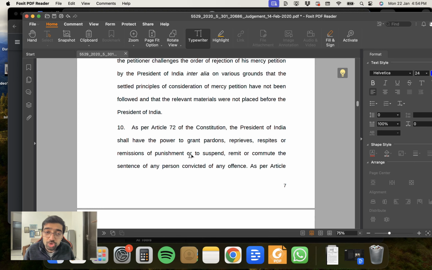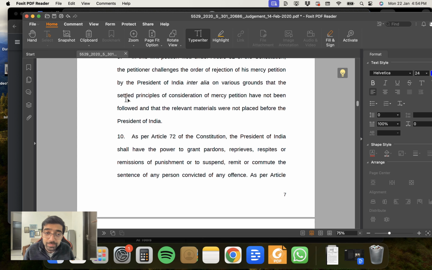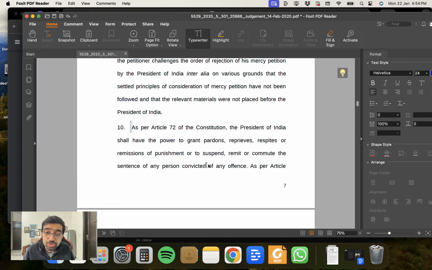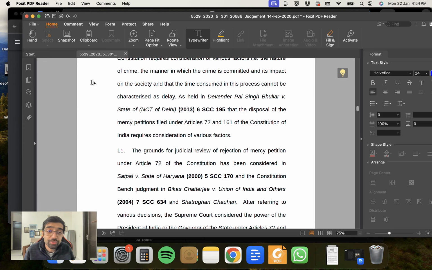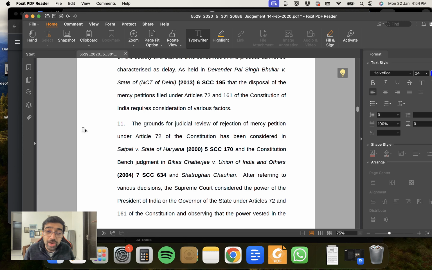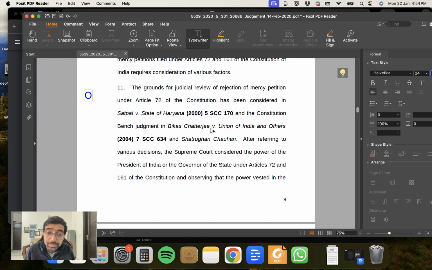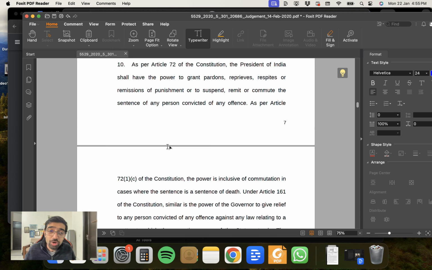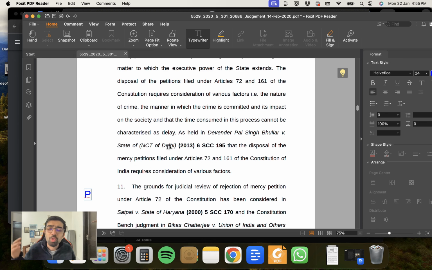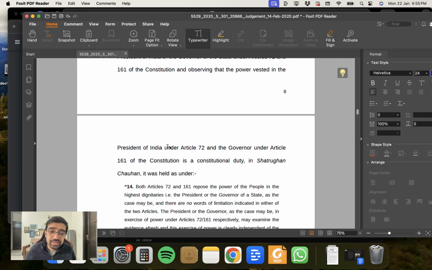Petitioner challenges so and so. Now here you can see what is happening. As per article so and so of the constitution, the president has the power. Now the court is opining something on the grounds for judicial review. So now I am going to write O and P here, for opinion. Actually, this is not the opinion. This is the precedent, because the court is just recounting what is happening. Same in the above paragraph. They are not giving an opinion right now. They are just sharing the constitutional provision and the other case laws.